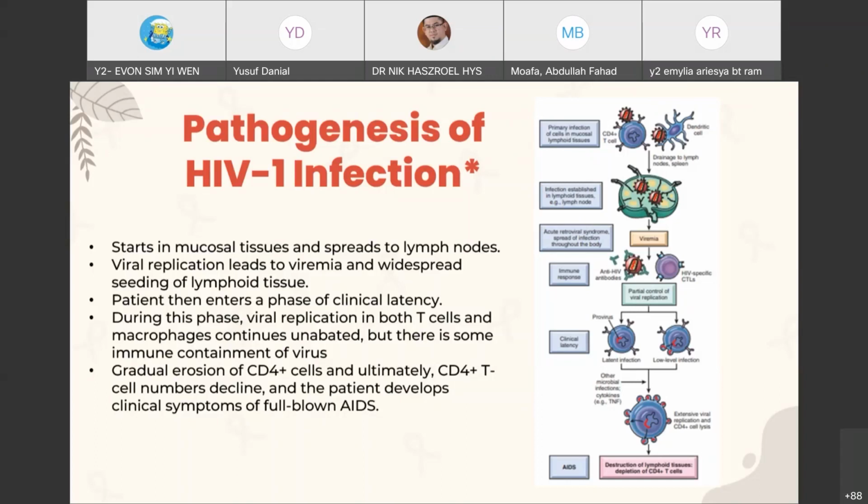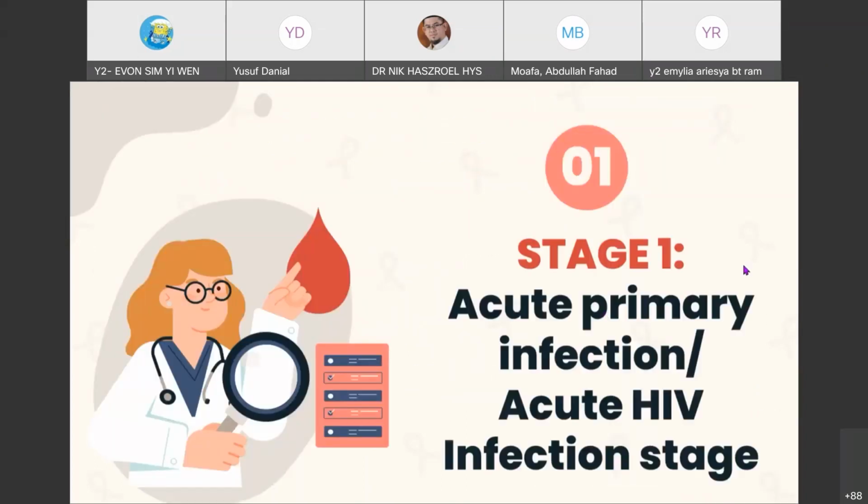During this phase, viral replication in both T cells and macrophages will continue unabated, but there is some immune containment of the virus. There's a gradual erosion of the CD4 T cell numbers, and the patients will develop the clinical syndrome of full-blown AIDS. So let's start with the first stage, that is acute primary infection or acute HIV infection stage.